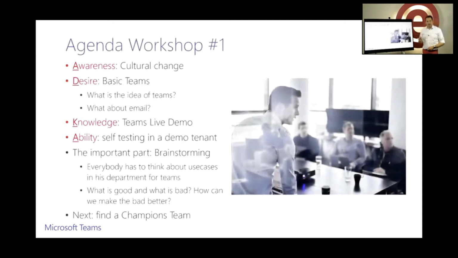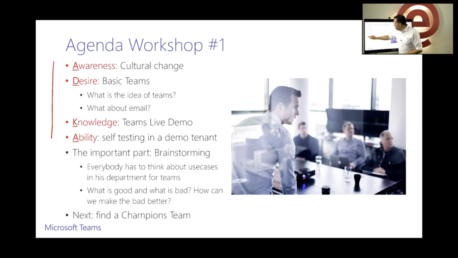And this is the agenda for workshop number one. As you may see, we have a structure like the ADKAR model in change management. You can see it here. We have awareness, desire, knowledge, and ability. This is maybe a 4 or 5 hour workshop, and we're starting with awareness. The cultural change, we have to explain to the people, and obviously to the leadership people, the team leaders and the CEOs: why are we doing this? Why are we talking about Teams?